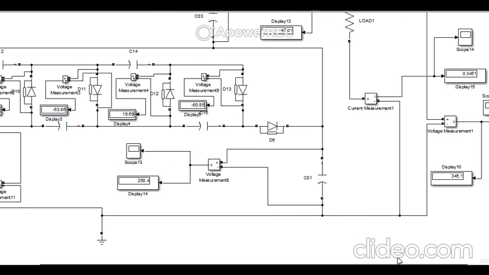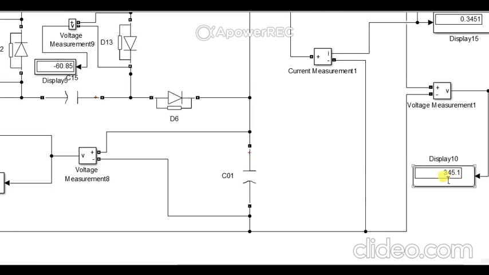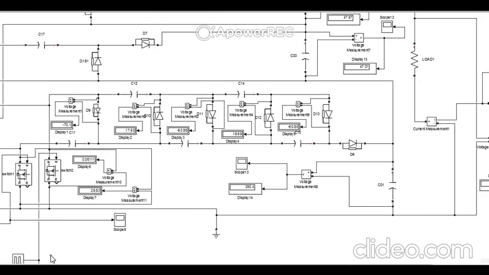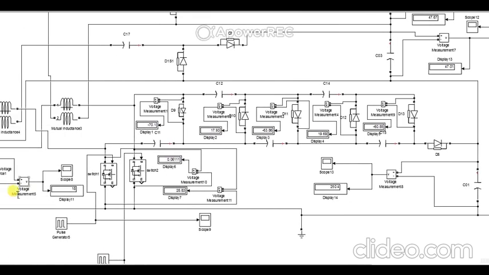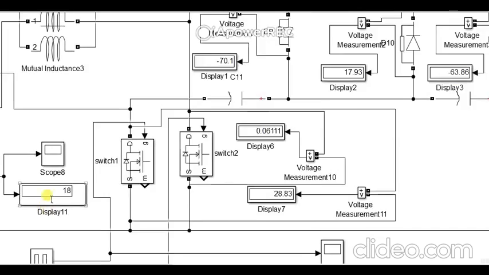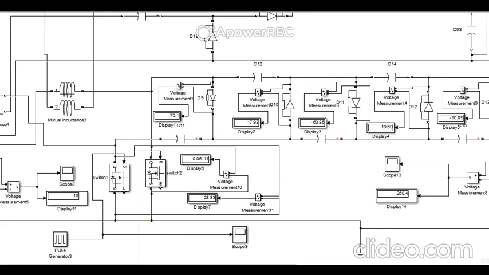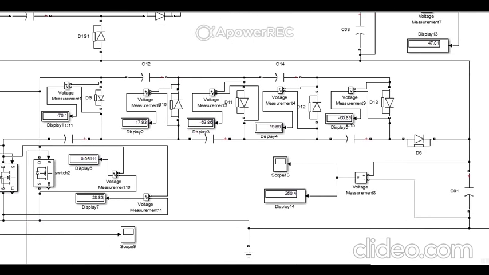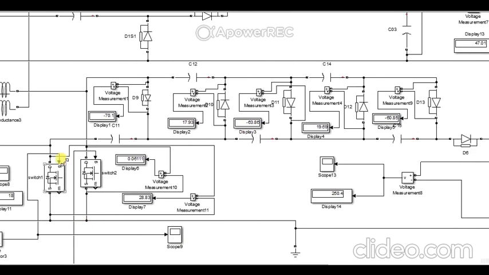As we see, the voltage stress across the switches is 28.83 volts, which is 8.37% of the output voltage. The output voltage is 345 volts. It means we are giving an 18 volt input and getting 345 volts, which is a high gain of 19 point something, approximately 20. Switch stress is 8.37% of the output voltage, and the diode stress is 20.3% of the output voltage, which is approximately reduced.